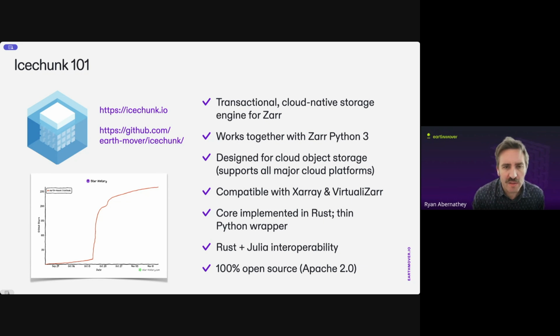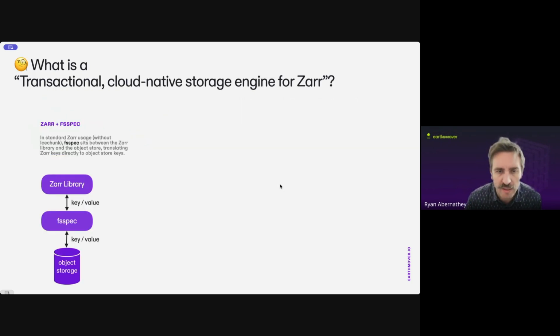However, it's not written in Python for the most part. It is a Rust library with a thin Python wrapper, and that's part of the reason behind some of the great performance that we've seen from Icechunk. It can also be used from Rust, and there's Julia support in the works. And Icechunk is 100% open source, licensed under Apache 2.0. So if you take nothing else from this webinar, just go check out Icechunk and give it a try. It's really cool. We're super excited about it.